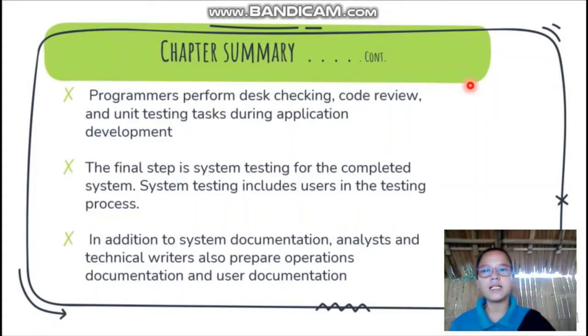Programmers perform desk checking, code review, and unit testing tasks during application development. The final step is system testing for the completed system. System testing includes users in the testing process. In addition to system documentation, analysts and technical writers also prepare operations documentation and user documentation.